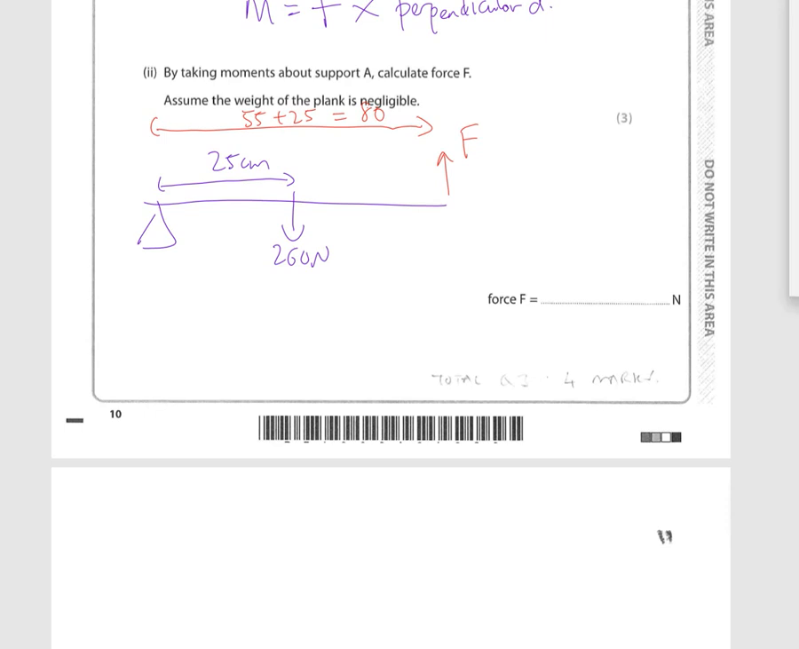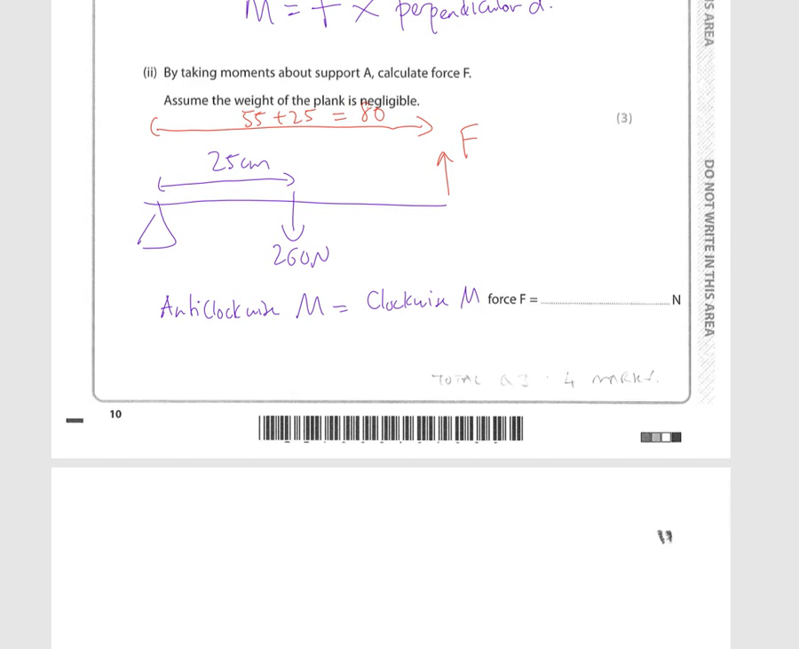So what we need to do is work out the moments. We have anti-clockwise moment equal to clockwise moments. In this case, which one is anti-clockwise? Which one is turning anti-clockwise? So this is clockwise, okay, and the other one is anti-clockwise.